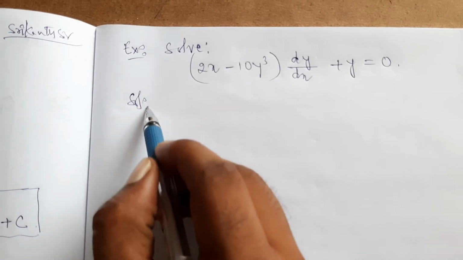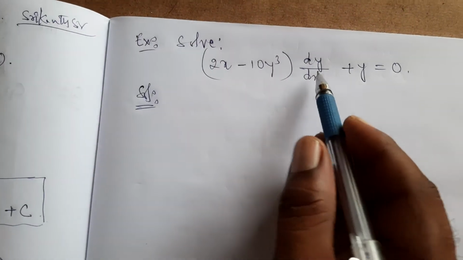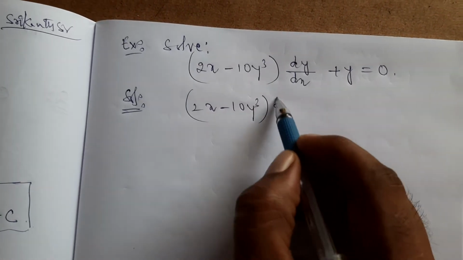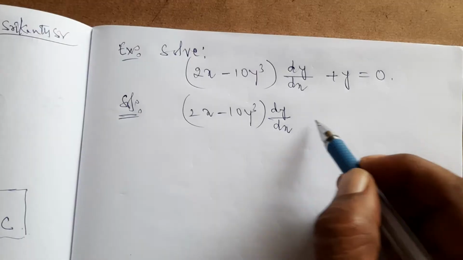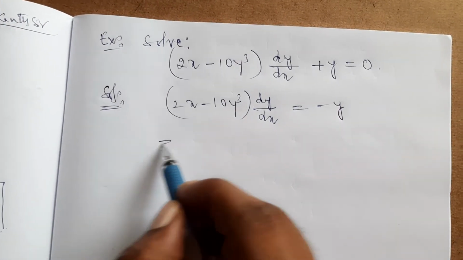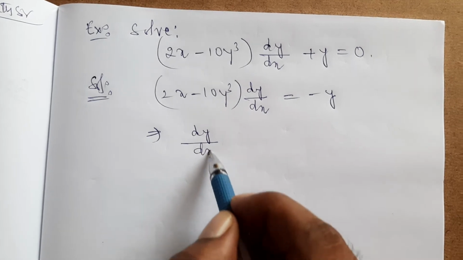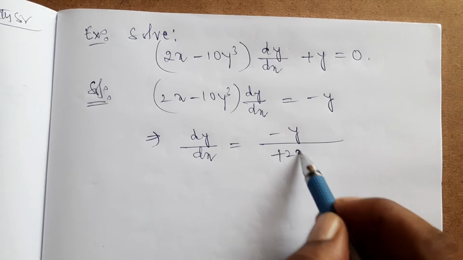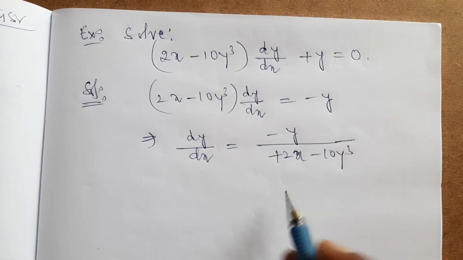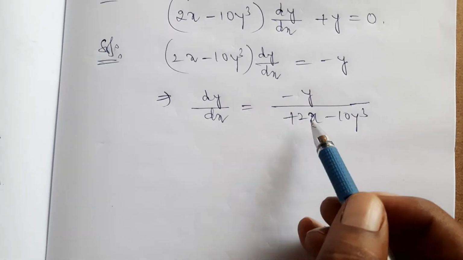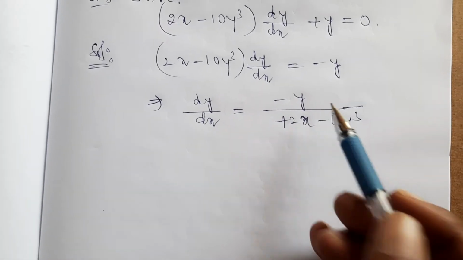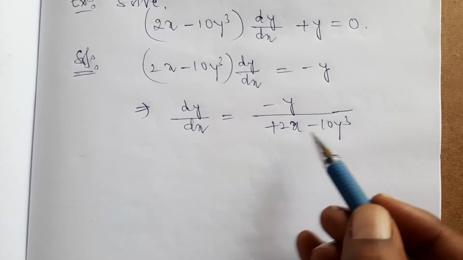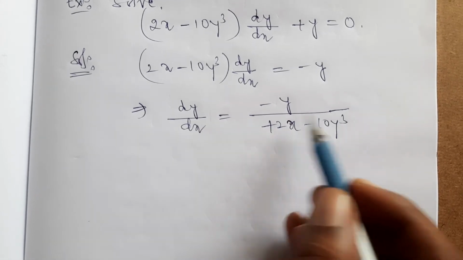Now for this one, if you first find the dy by dx value, here it is 2x minus 10y cube into dy by dx equal to minus y. Then dy by dx is equal to minus y by 2x minus 10y cube. This is not in the ordinary form. That means it is not variable separable, it is not homogeneous, it is not non-homogeneous. So maybe it is a linear differential equation, but here dy by dx is not in that form.